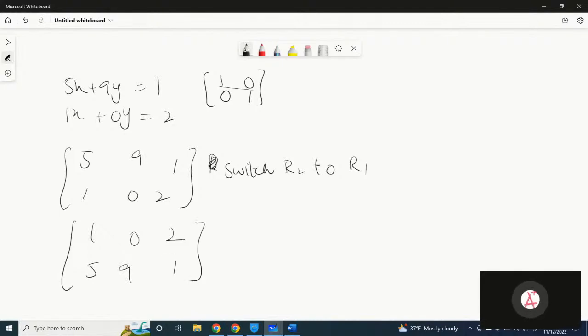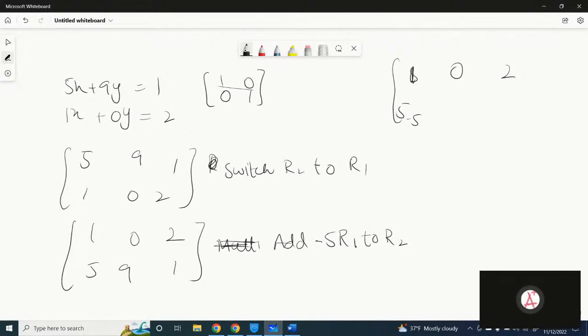Now you have to make 0 here. So you have to add negative 5 R1 to R2. You have to multiply R1 by negative 5, so it would be 1, 0, 2. Then 5 times negative 1 is negative 5, and 5 plus negative 5 is 0. Then you have 9 and 9 plus 0. Then you have 1, and negative 5 times 2 is negative 10, so it would be 1 minus 10. So it would make 1, 0, 2, and 5 minus 5 is 0. You have 9 and negative 9.